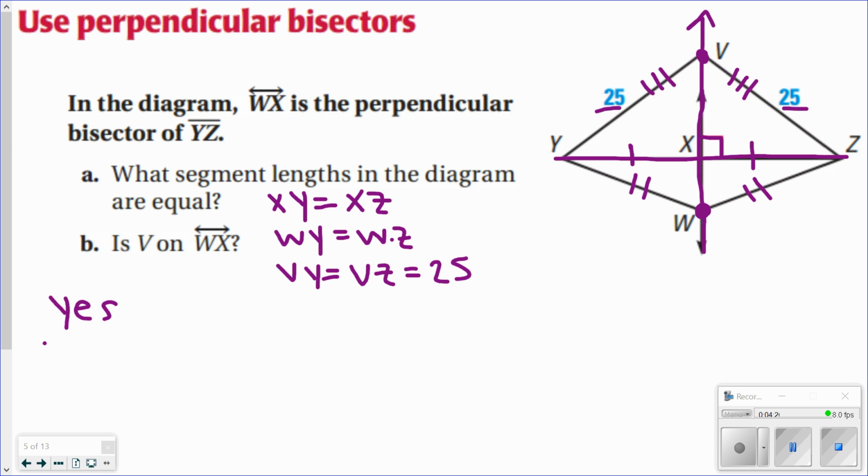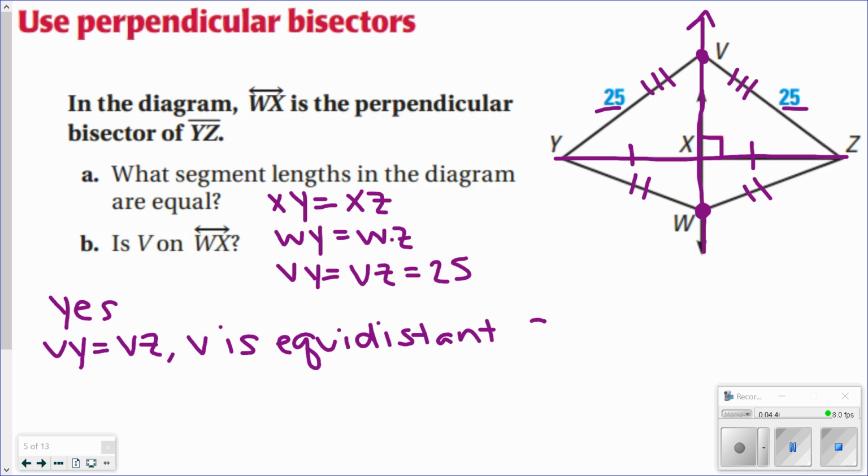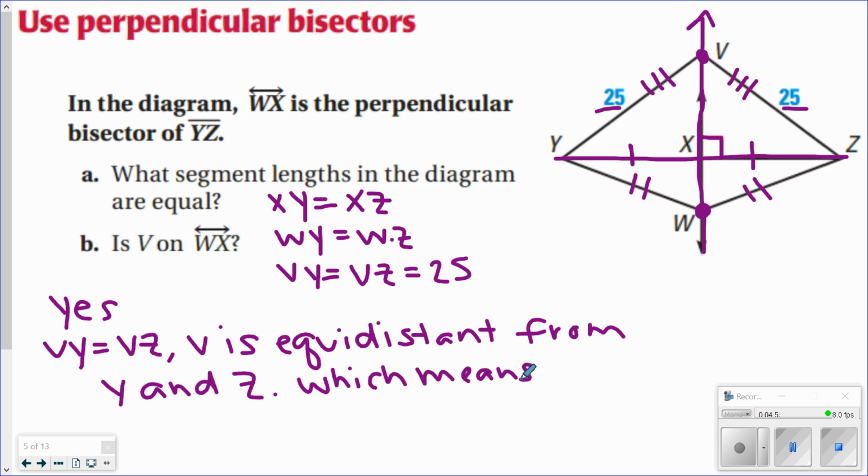So since VY is equal to VZ, V is equidistant from Y and Z, which means V is on the perpendicular bisector.